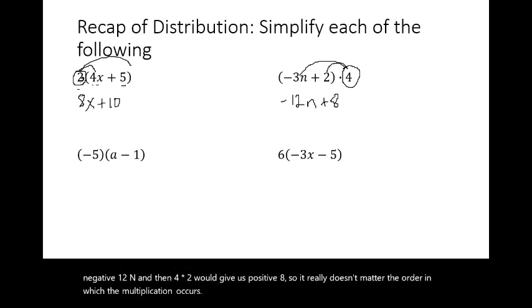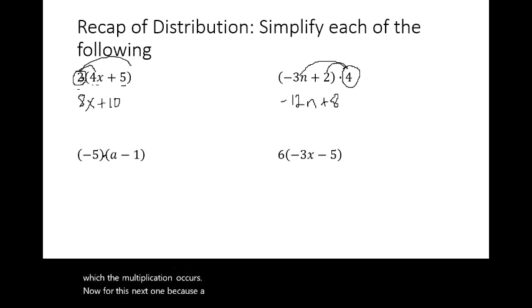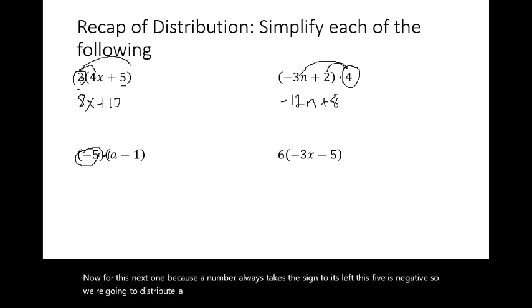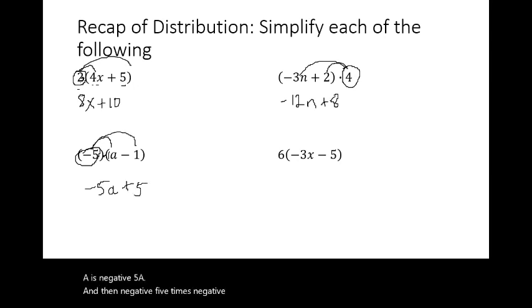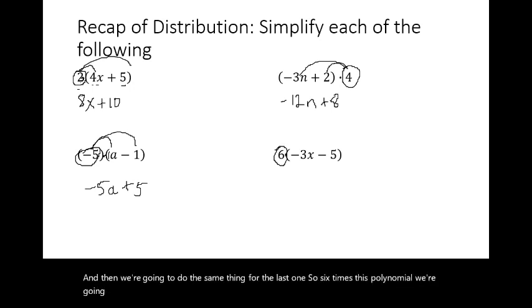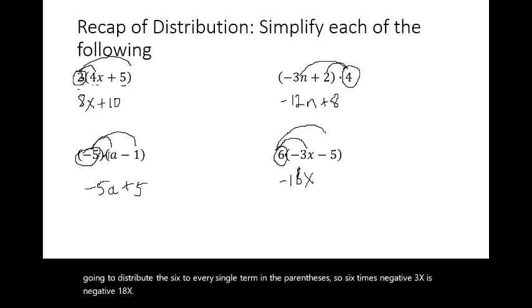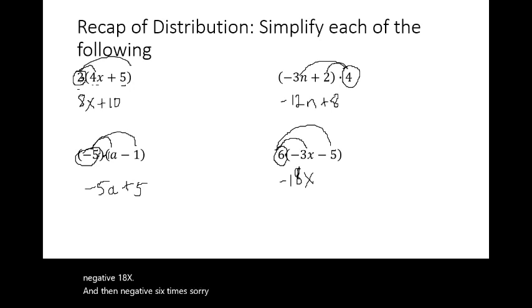Now for this next one, because a number always takes the sign to its left, this 5 is negative, so we're going to distribute a negative 5 to every single term in the parentheses. So negative 5 times 1a is negative 5a, and then negative 5 times negative 1 is positive 5. And then we're going to do the same thing for the last one. So 6 times this polynomial, we're going to distribute the 6 to every single term in the parentheses. So 6 times negative 3x is negative 18x. And then positive 6 times negative 5 is negative 30.